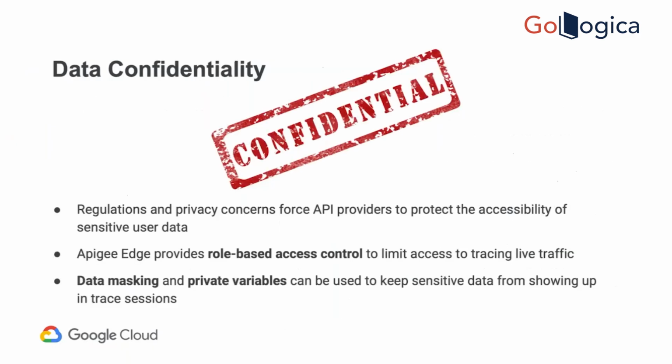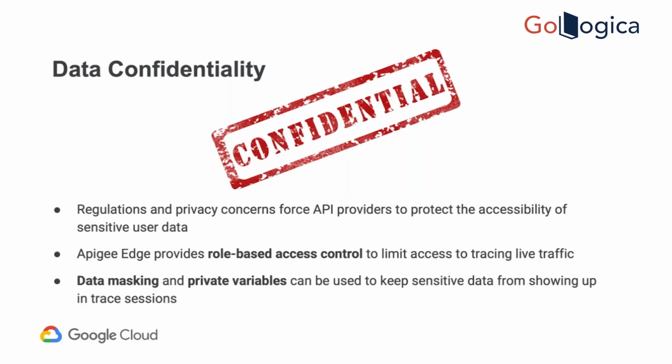And next is data confidentiality. Obviously we have a lot of regulations and privacy concerns for data, especially in the financial sector, right? So you have bank account numbers, credit card numbers and all those things. We want to make sure this kind of data is not accessible even to our APG team, right? Because these are client data, and the APG developers or people doing the APG work should not have access to those kinds of data. To prevent that, APG has certain mechanisms in place.